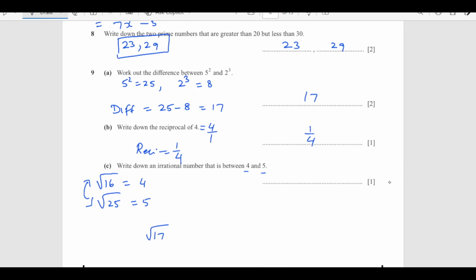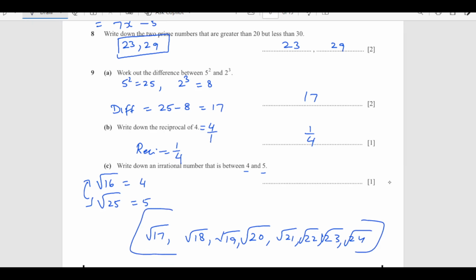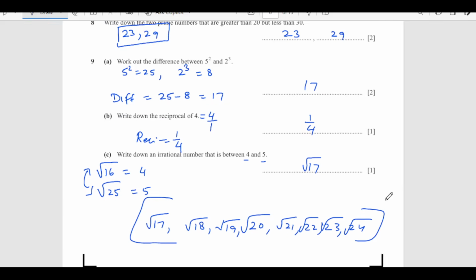It can be square root 17, square root 18, square root 19, square root 20, square root 21, square root 22, square root 23, and square root 24. So you can choose any of these numbers, right? I'm just writing here square root 17, right?